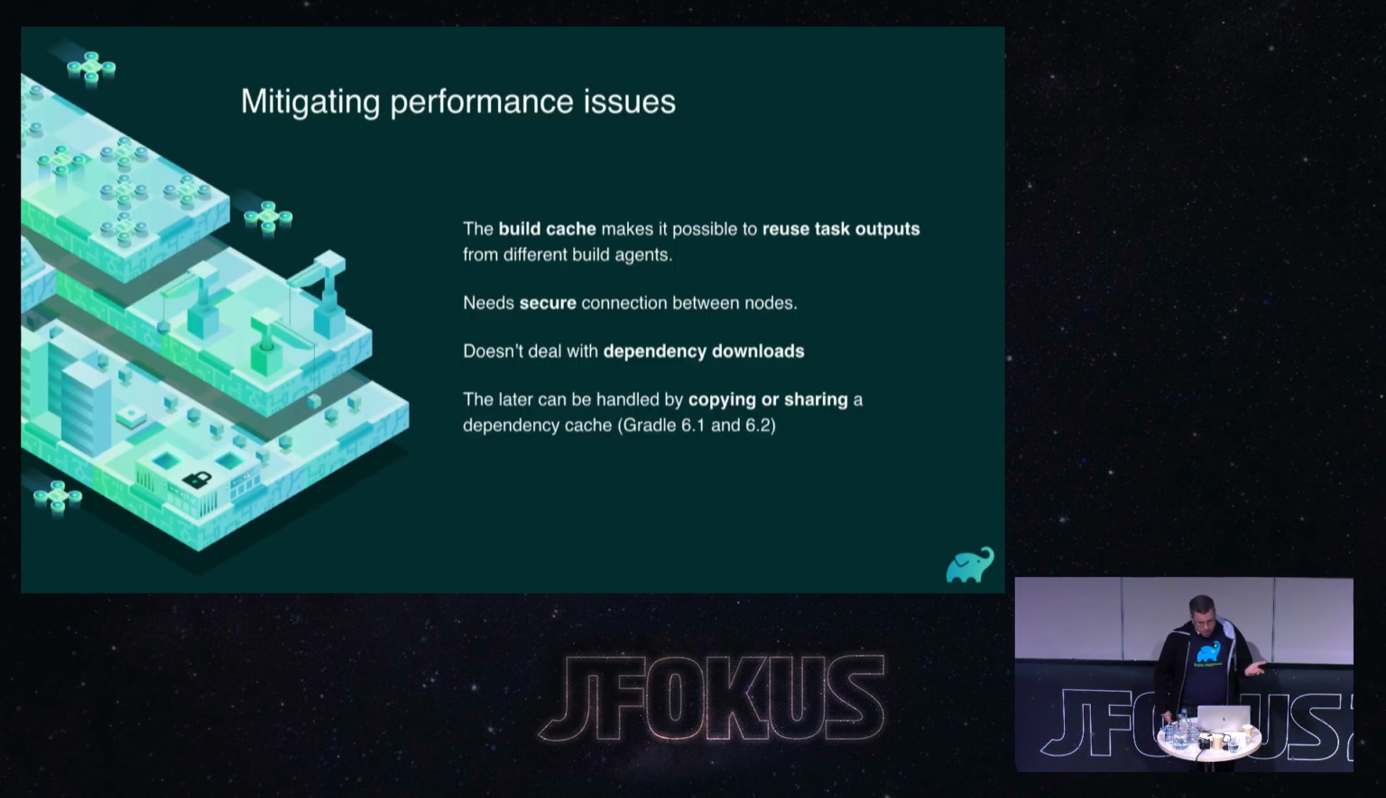Of course, the build cache makes it possible to reuse task output, but you need the secure connection, and it doesn't deal with the dependency downloads we've discussed. What you can do there is potentially copy or share a dependency cache, which is something that the latest Gradle versions, 6.1 and 6.2, allow you to do. But still, you've done something for security, and now you've got a performance problem to resolve, and some of the ways you're going to resolve that performance problem opens up new security problems.